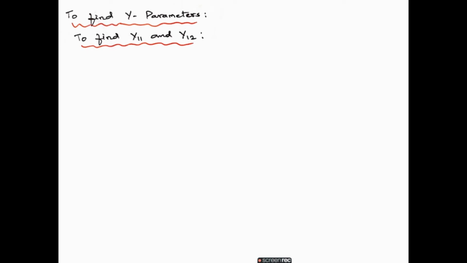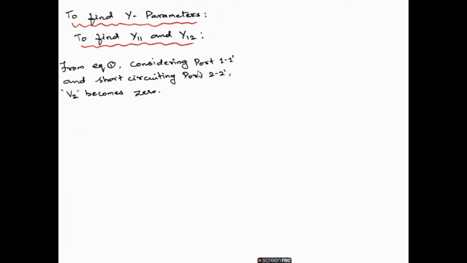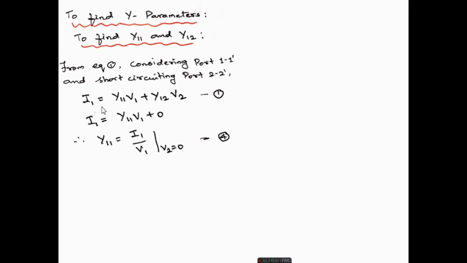First we are going to find Y11 and Y21. This one is wrongly written, it is Y21. If we short circuit port 2 and consider port 1, then V2 becomes 0. Whenever we have a short circuit across any terminals, the voltage is 0 across those terminals. Now we are short circuiting the 2 dash terminals, so the voltage across them, V2, becomes 0. Putting V2 equal to 0 in equation 1, we get I1 equal to Y11 V1.